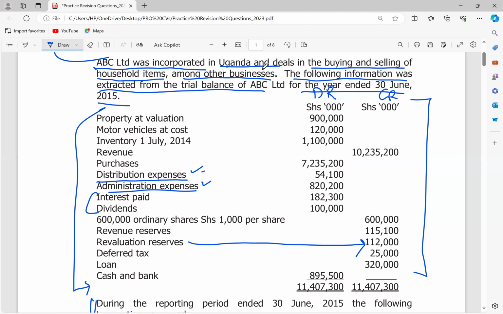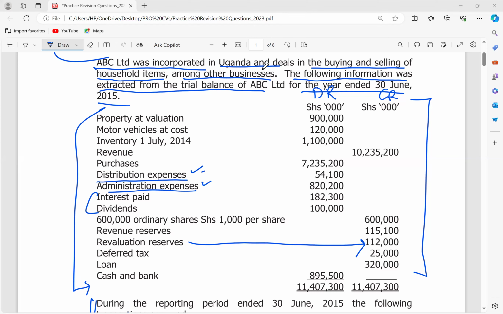Expense by function. Oh, now you're confusing me. Flora says function, Sarah says nature. Now, I don't know which one is which. Anybody else? Should we go with Flora or Sarah? Okay. So we'll go with Flora. This is expense by function.